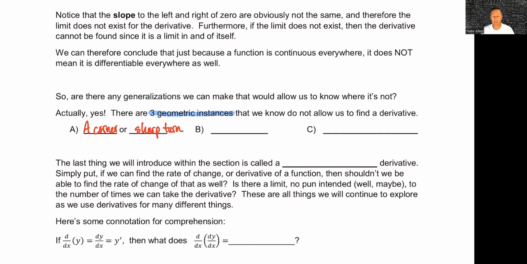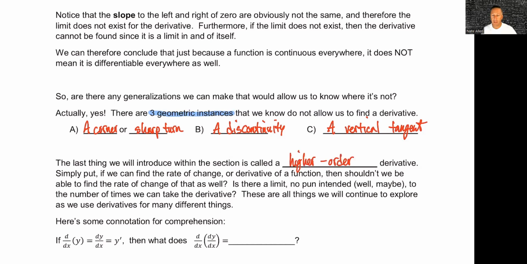But 2 other places, or things that do occur that graphically will not allow us to find the derivative are, that one should be obvious, where it's discontinuous, especially a jump discontinuity. But another is at what is called a vertical tangent. Because although we might be able to find the tangent line, if it's vertical, then that means the slope is undefined.